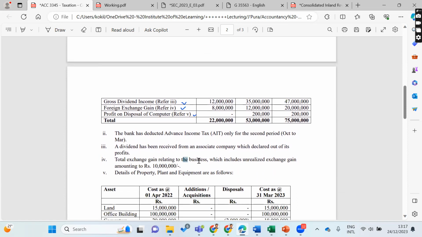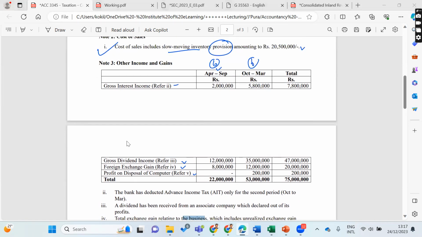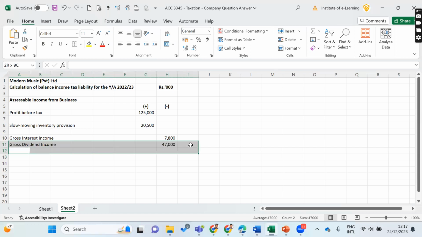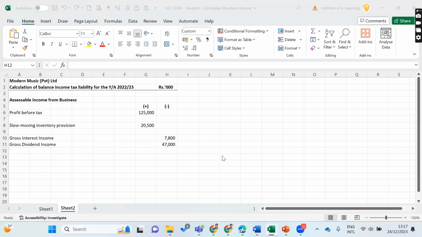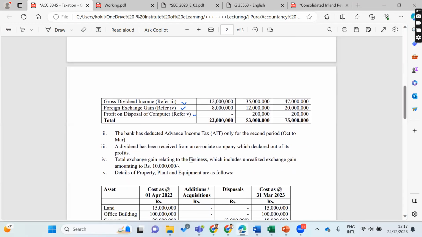Exchange gain relating to business. If it is exchange gain relating to business, not the investment. If it is exchange gain relating to investment, we need to remove it from here. Here it's investment income related to business, which includes an unrealized exchange gain amounting to 10 million. If it is unrealized, you have to remove it.